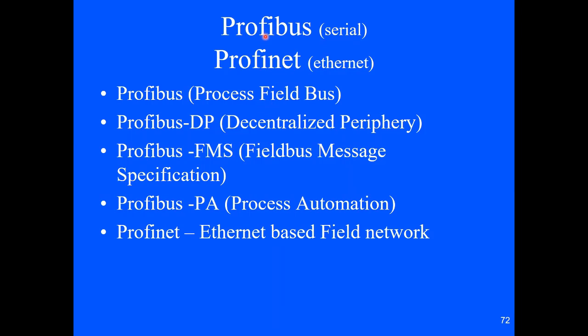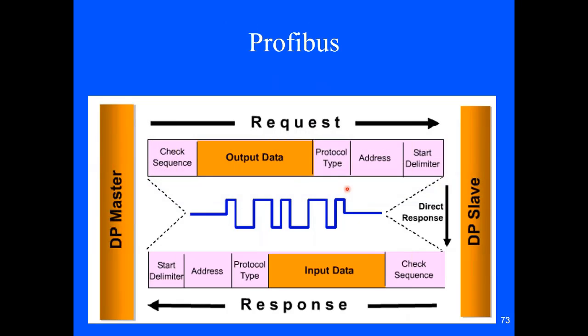Profibus is what Siemens tends to use. Profibus is serial. Profinet is the Ethernet version. There are different flavors of Profibus: process bus, decentralized periphery, field bus, process automation. So they've got different things depending on if you want more data acquisition or control. And by the way, EtherNet/IP is better at control than at data.